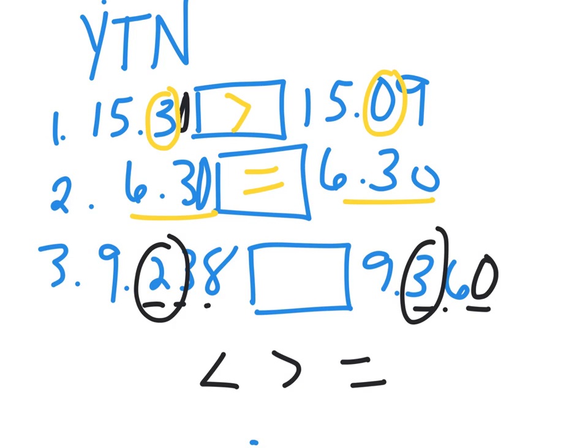And we have a 2 and a 3. The 3 is greater than the 2, so 9.238 is less than 9.36.